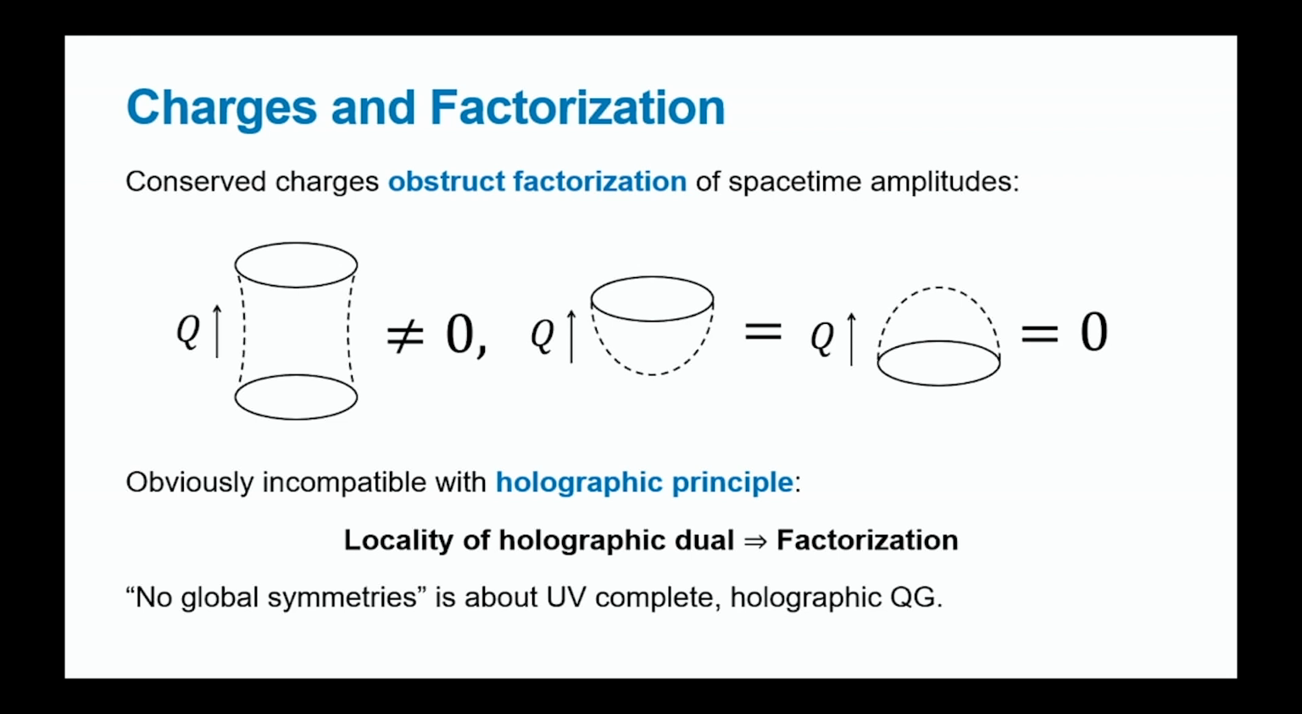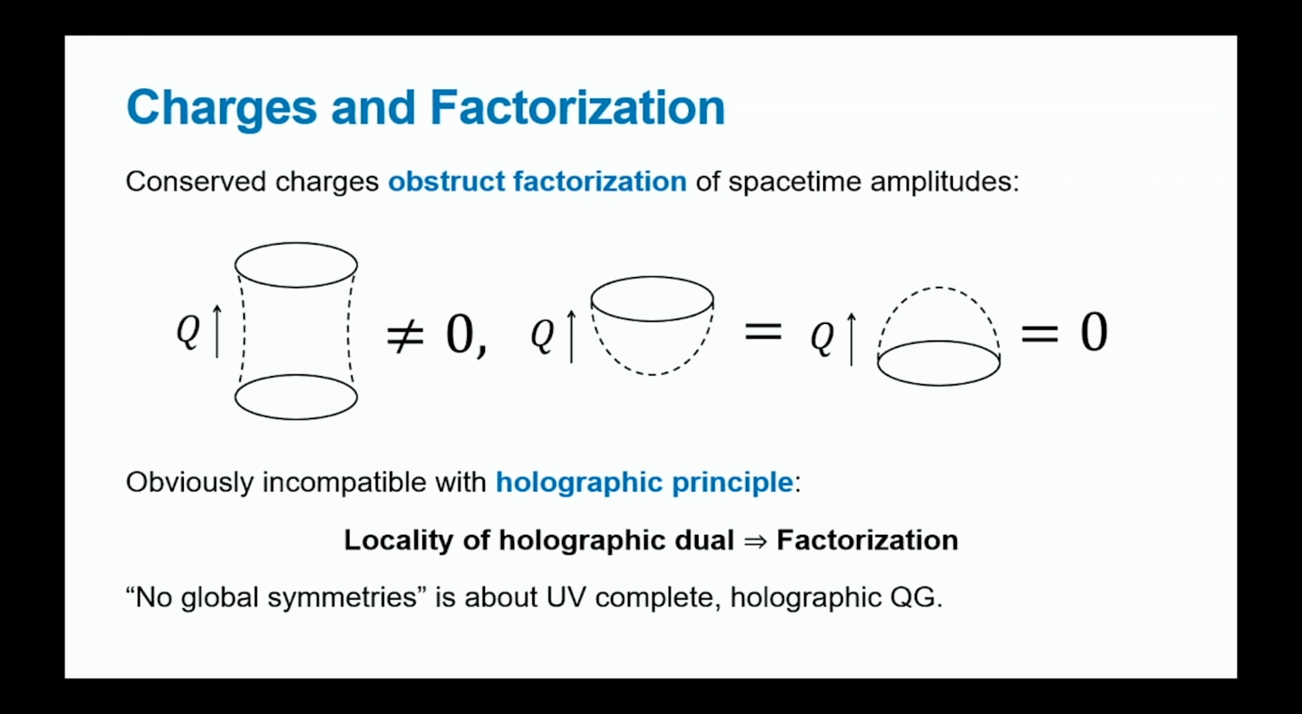So for example, if we have a space-time amplitude that has some charge flowing through it from the past to the future, well, maybe that amplitude is non-zero. But the amplitude where we have charge just coming out, or the amplitude where we have charge just going in, would both be zero by charge conservation. So any global zero-form charge corresponds to a violation of factorization of space-time amplitudes into something just in the future, something just in the past. And so from this perspective, global charges are obviously incompatible with the holographic principle.